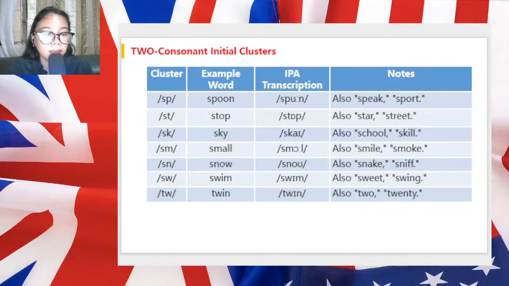All right. Well, following that, the SN cluster with our example word here, snow. Similar to SM, this involves the S blending into a nasal consonant. This time, the N sound. Your tongue will move directly from the S position to make contact for the N sound, again without any vowel in between. We do not say suh-now, but snow. Be direct. This cluster is also important in snake and other words.